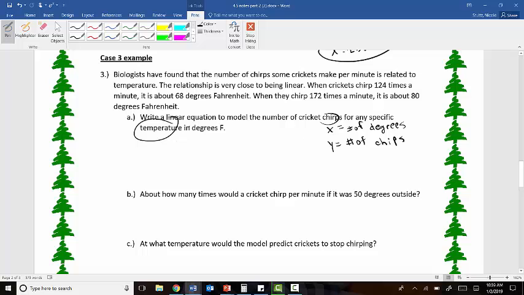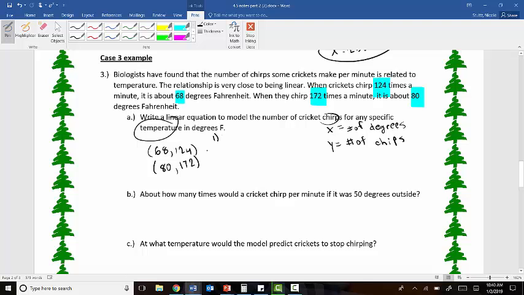So the reason I know right away that this is a case 3 is because I see 4 numbers. I see 124, I see 68, I see 172, and 80. So chances are there's 4 numbers, there's 2 ordered pairs, it's a case 3. The first thing I would do is pair up my temperature with my chirps. So my first temperature is 68, and my chirps is 124. My second temperature is 80, and the chirps are more frequent, 172.